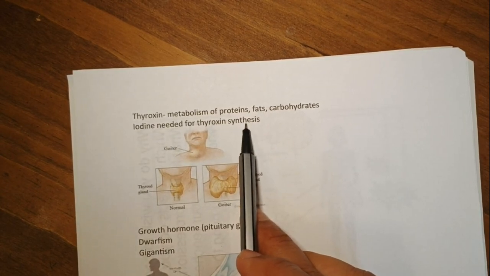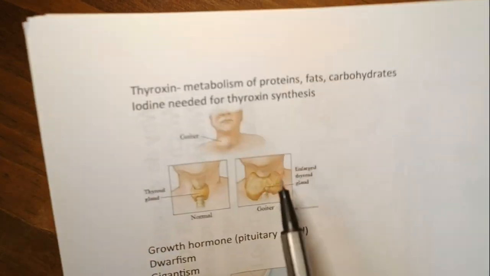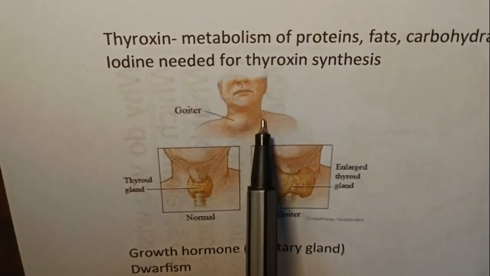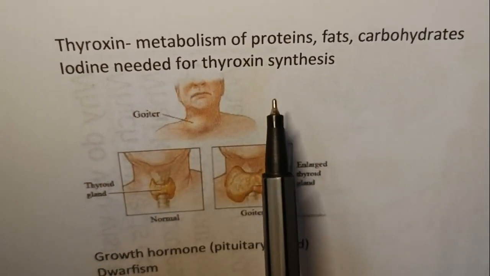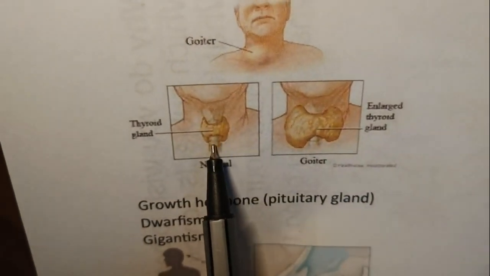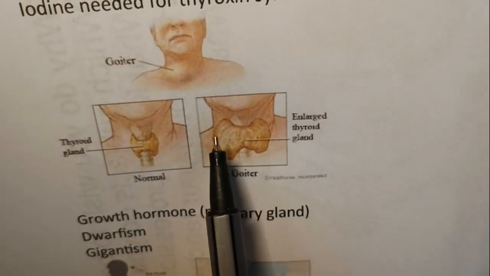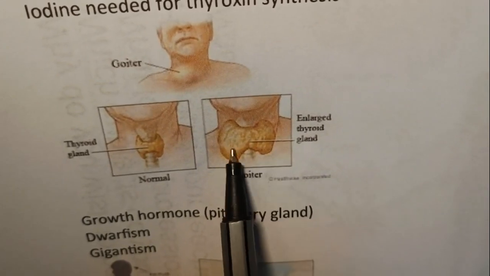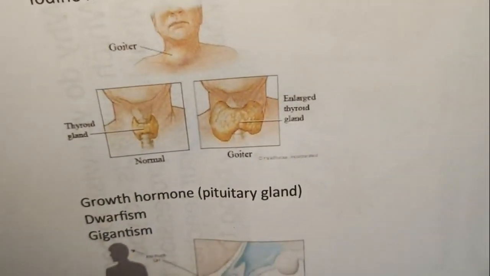So if you don't have enough iodine, you can get enlargement of the thyroid gland, that is called goiter. Okay, so goiter is enlargement of the thyroid gland, and it happens in iodine deficiency. So the thyroid gland normally will be like this, 2 lobes, but in goiter it will be enlarged. Okay, so this needs to be treated medically or surgically.